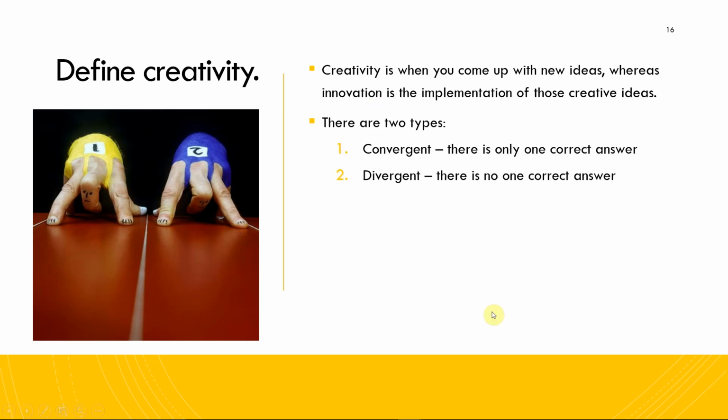So really there's two types of creativity, convergent and divergent. So convergent is when there's only one correct answer, right? So basically your ideas converge, they come together on one right answer. Whereas with divergent creativity, there's no one right answer.